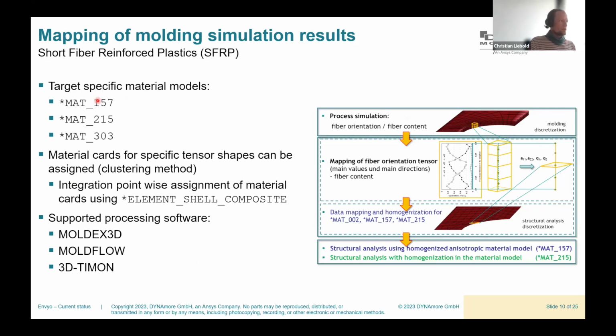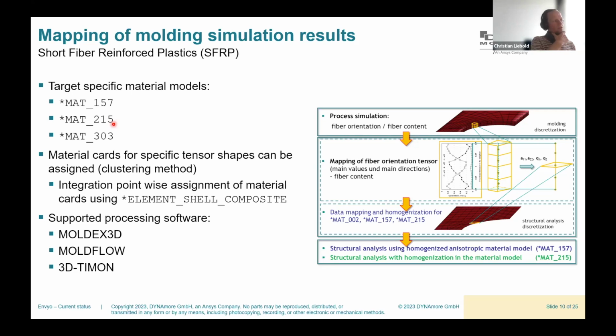So as I said, most of this work has been recently done for MAT 157, but we also support the initialization of MAT 215. It's a bit of a different approach, because all the homogenization which is done for MAT 215 is done within LS-DYNA, so you don't need ENVYO in that case to perform the homogenization for you. You just need ENVYO or any other dedicated mapping tool to transfer the orientation tensor and the eigenvalues of the orientation tensor. So the directions and the eigenvalues, and then the homogenization itself is being done within LS-DYNA itself.